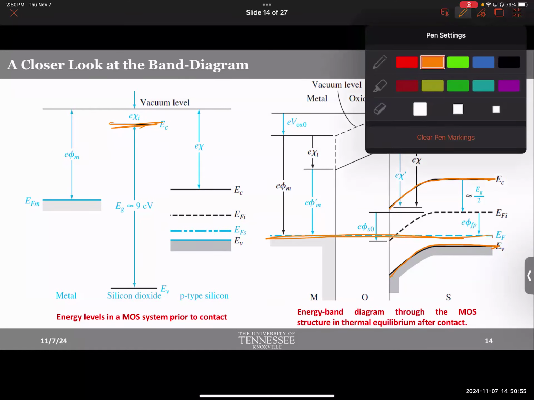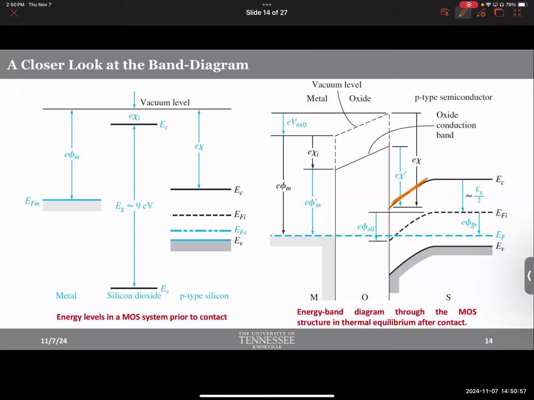Now why am I telling you this? I'm going to tell you one more trick. The direction of bending in the semiconductor will be the same as the direction of bending in the oxide. So notice this is the oxide band diagram.